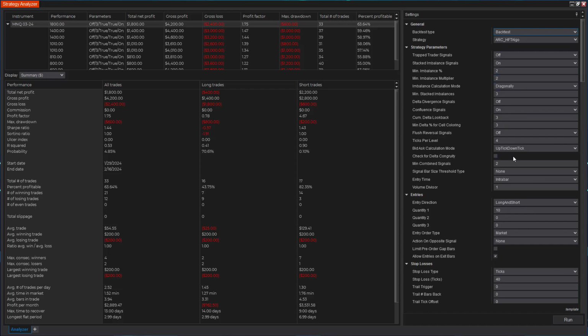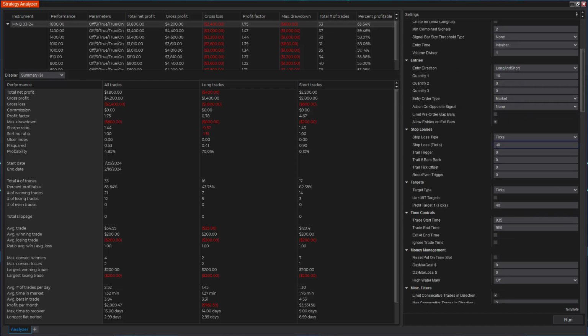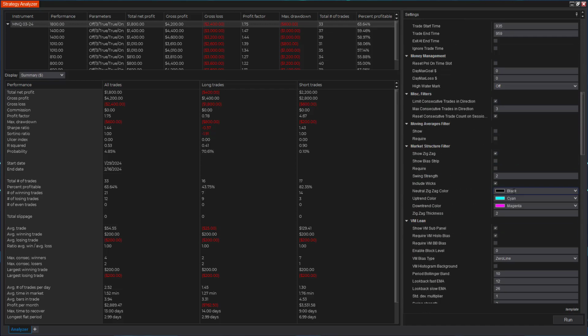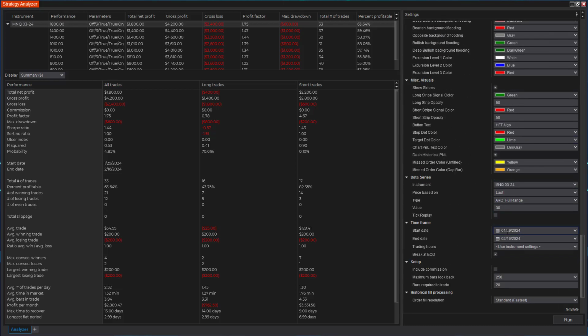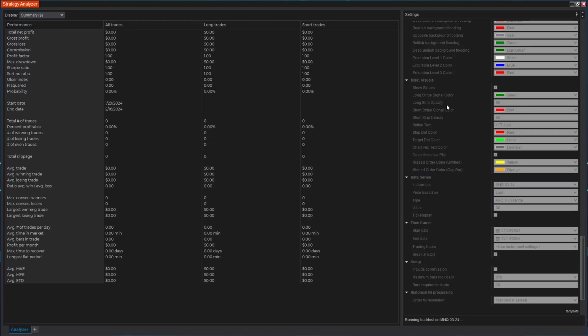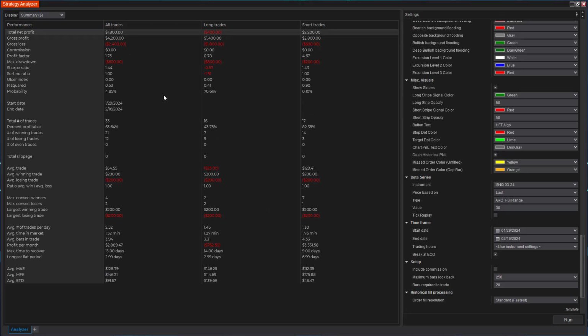So we've got 2, 2, 3, 3, yep, ticks per level. We've got 40 and 40, just a half an hour of the day, and so we'll go ahead and run it one last time just to make sure everything checks out, and then we should be good to go. Okay, yep, everything lines up.